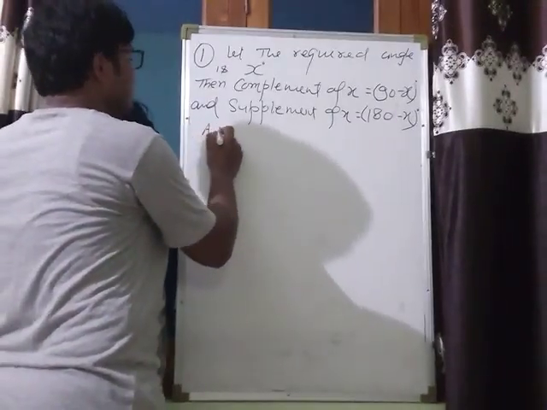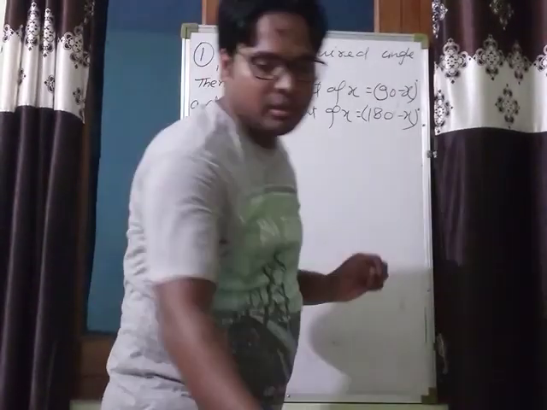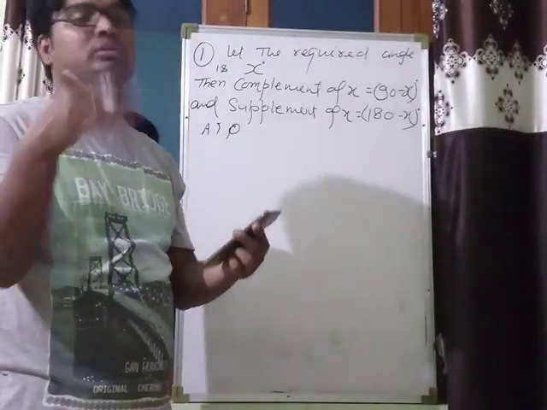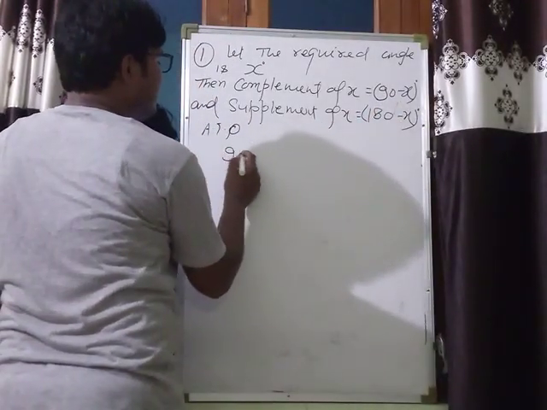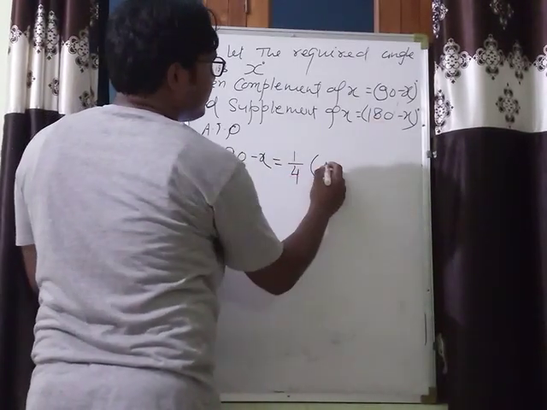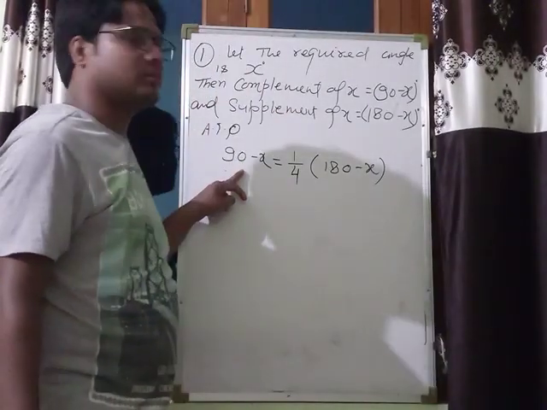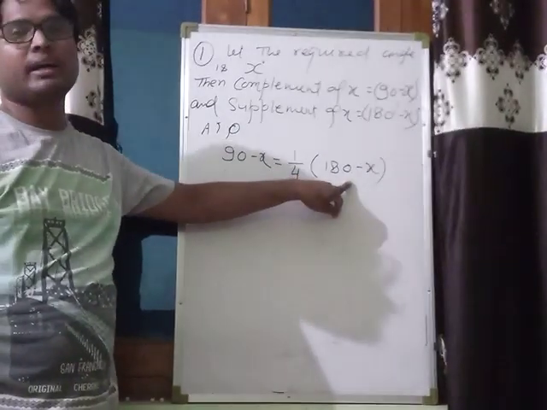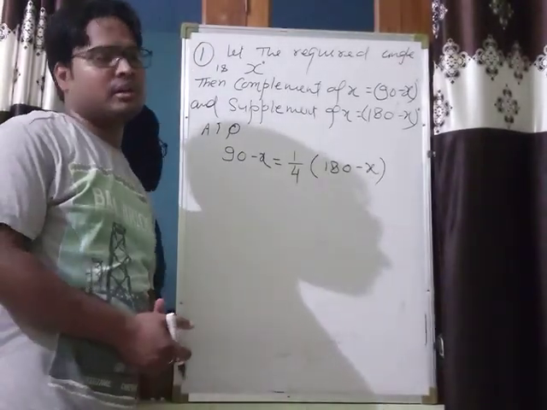According to the question, everyone read the question again. Complement of an angle is 1/4 of its supplement. So complement, that is 90 minus x, is 1/4 of its supplement, 180 minus x. Now solve this equation, find out x, that will be the required angle.